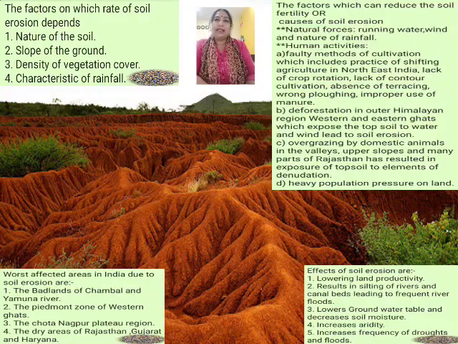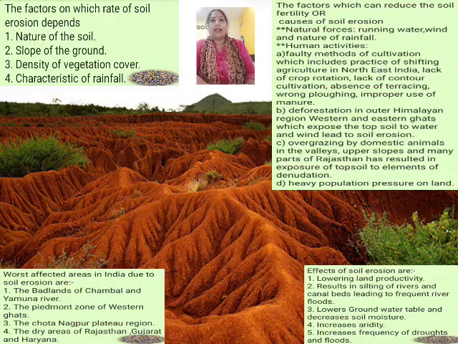Now, the next thing which you should know are the causes of soil erosion. Basically, two main causes are natural forces and human activities. Now, what are the natural forces by which the soil erosion takes place? Running water, wind and nature of rainfall.